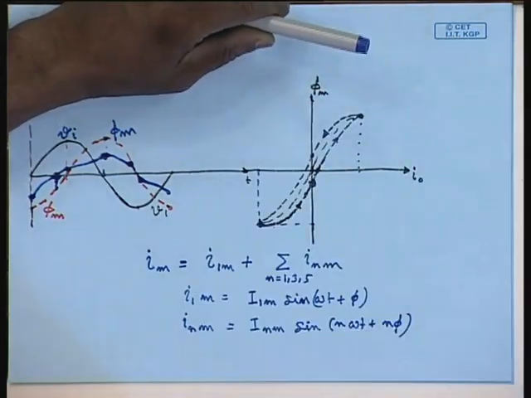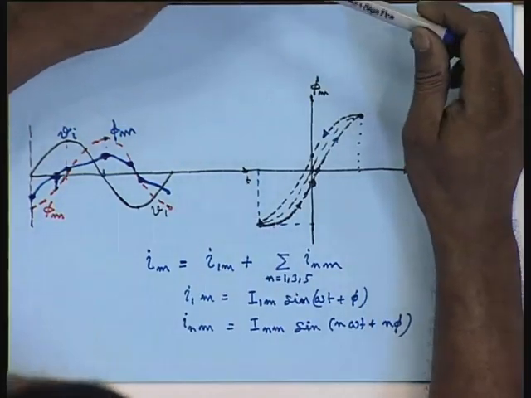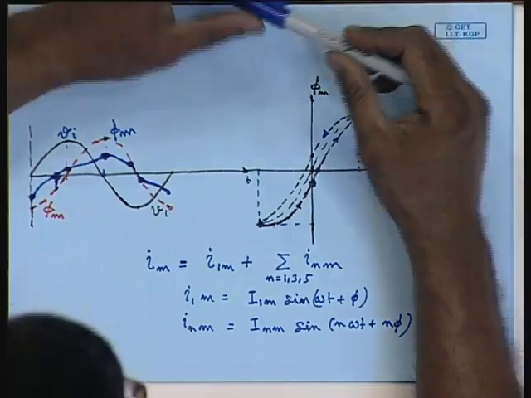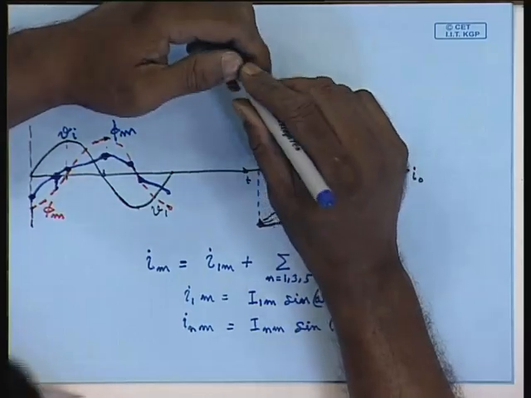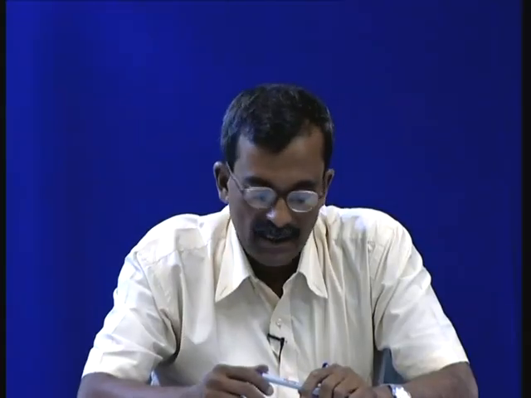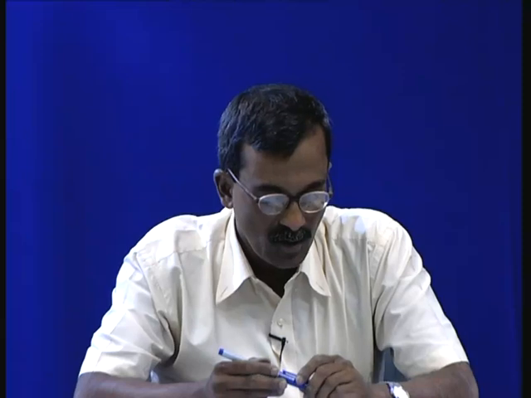There is one interesting thing to note here, that the zero crossing of the flux waveform and the current waveform do not coincide. In fact, the zero crossing of the current waveform leads the zero crossing of the flux waveform by some angle, although the peak of the current waveform coincides with the peak of the flux waveform.